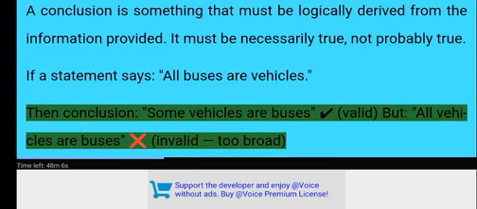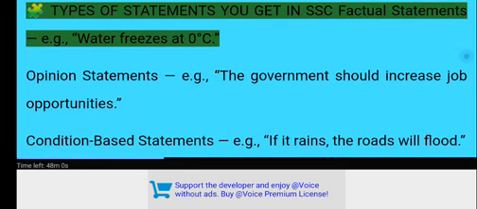If a statement says, all buses are vehicles, then the conclusion, some vehicles are buses, is valid. But, all vehicles are buses, is invalid, too broad.